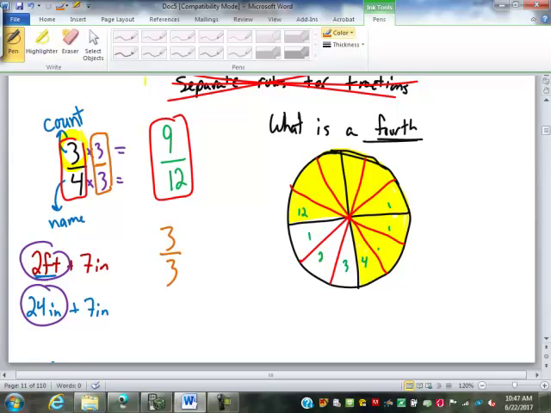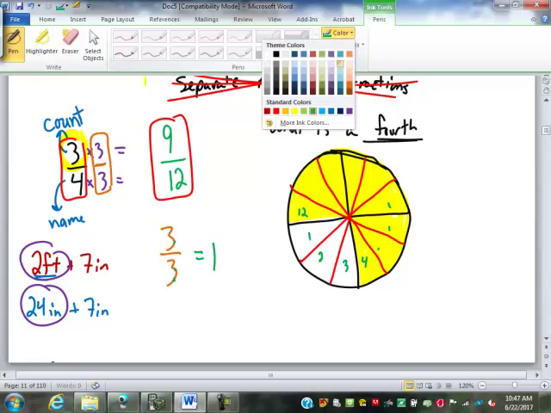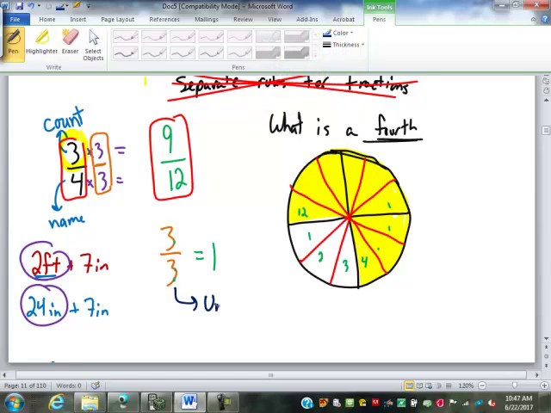Well, what 3/3 is telling us is it takes how many pieces to make a whole object? 3, right? The denominator is 3. So it takes 3 pieces to make a whole object. And we have how many? 3. We have one whole object. 3 over 3 equals 1. A fraction that equals 1 is called a unity fraction. A unity fraction always equals 1. The numerator has the same value as the denominator. So it's always one whole object.